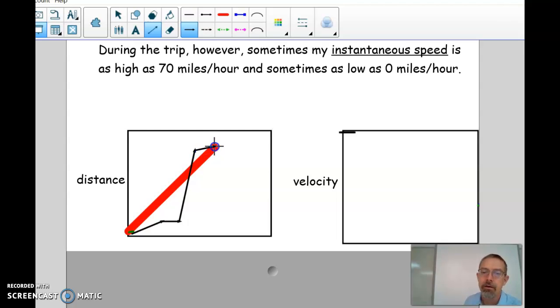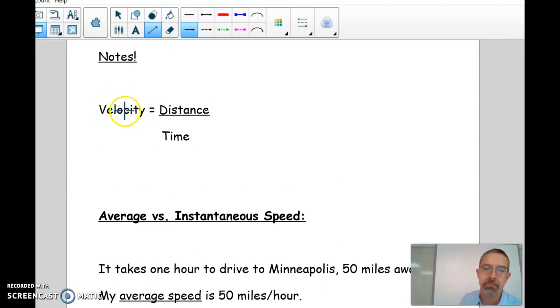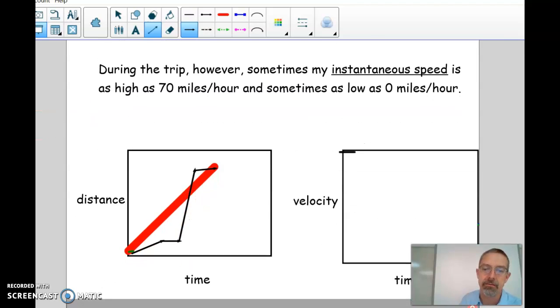Okay, so there's all sorts of things in this journey. This would be the average. Each of these would be the instantaneous. The slope here would be the distance divided by time. Distance divided by time, you know what that gives me? That gives me my speed or my velocity.